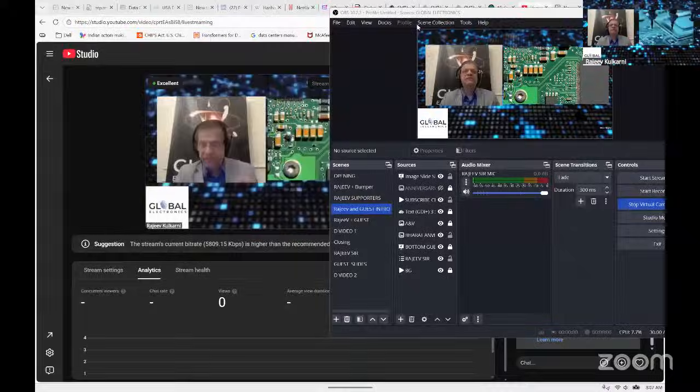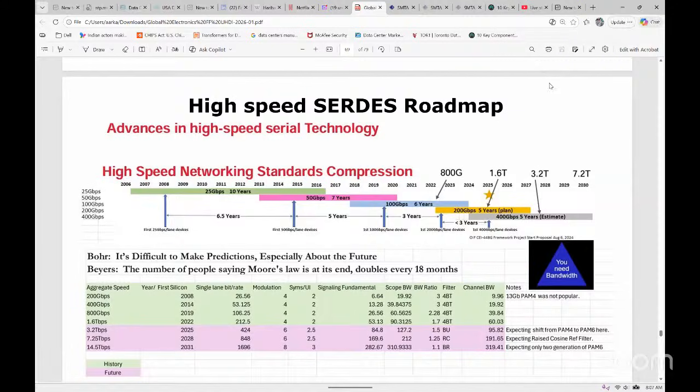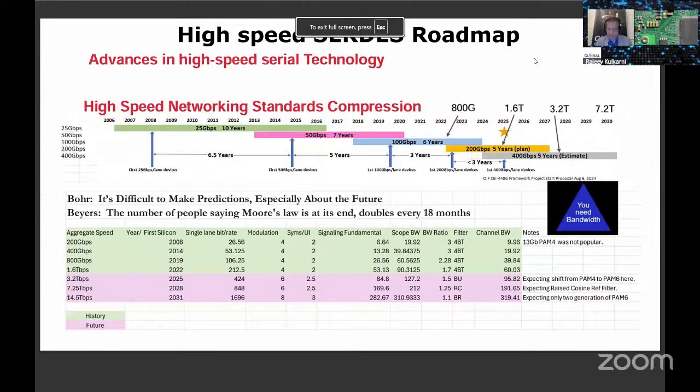And here we go. Full size. Can you see our screen, everybody? Yes, I can see the screen. Okay, great. So let's start.